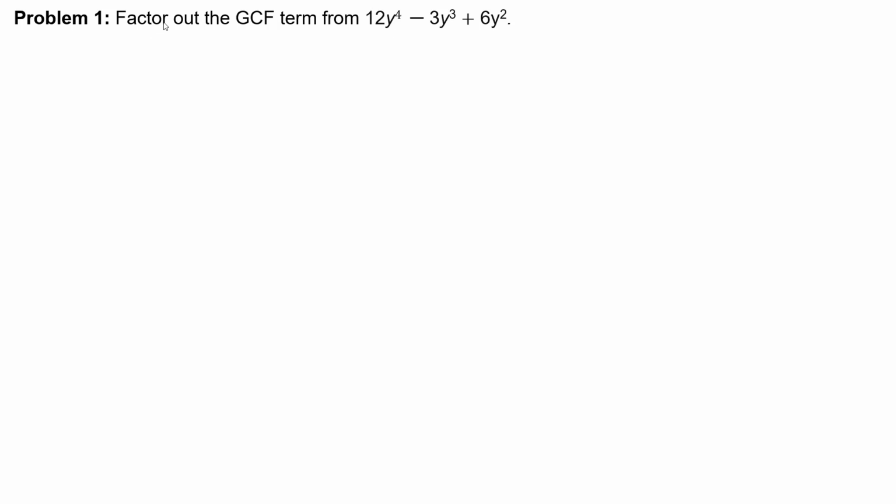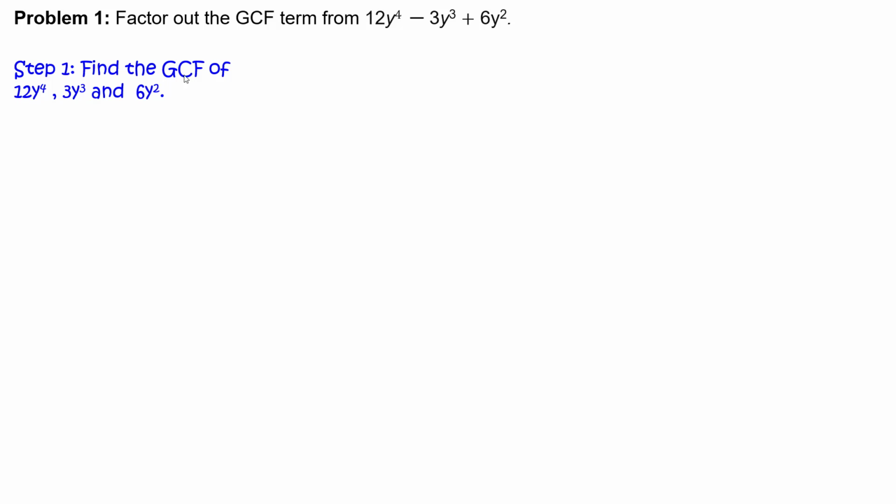Well, I'm asking you to factor out or to divide out the greatest common factor term from this polynomial. All right, I'm going to give you steps on how to do it. So the first thing I'm going to do is consider each of these terms separately. So 12y to the fourth, 3y cubed, and 6y squared. And I'm going to find the greatest common factor that I'm going to be factoring out in a moment.